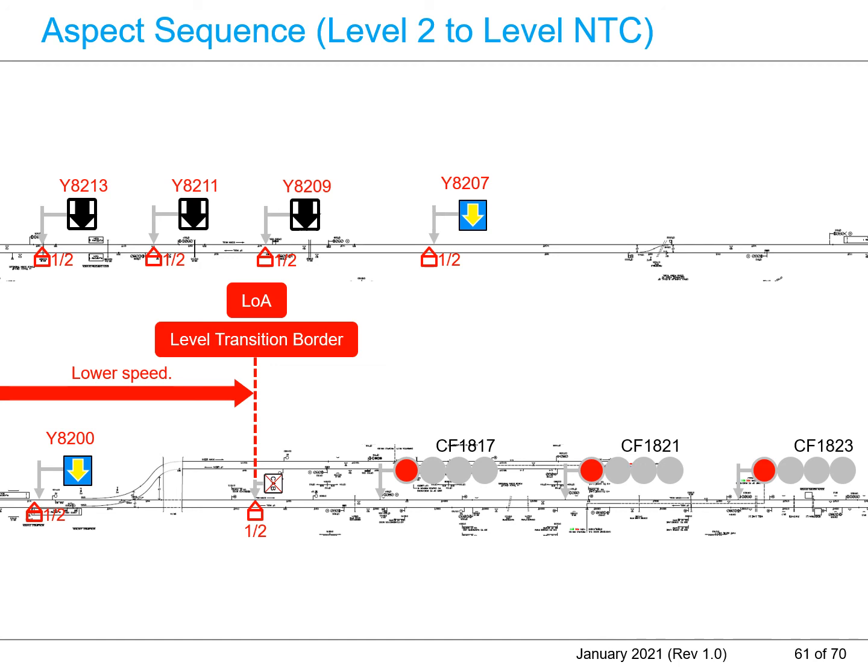The train driver is responsible for supervising the train speed, and stopping the train on the approach side of the first signal, after the level transition border.